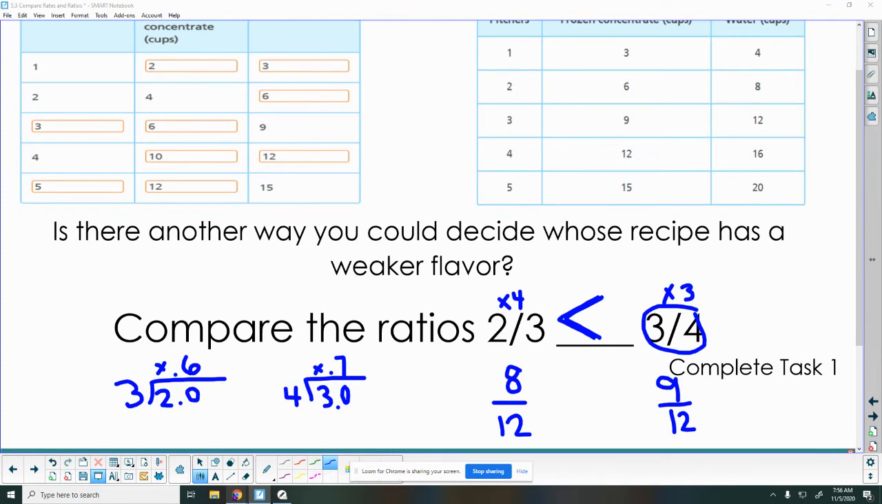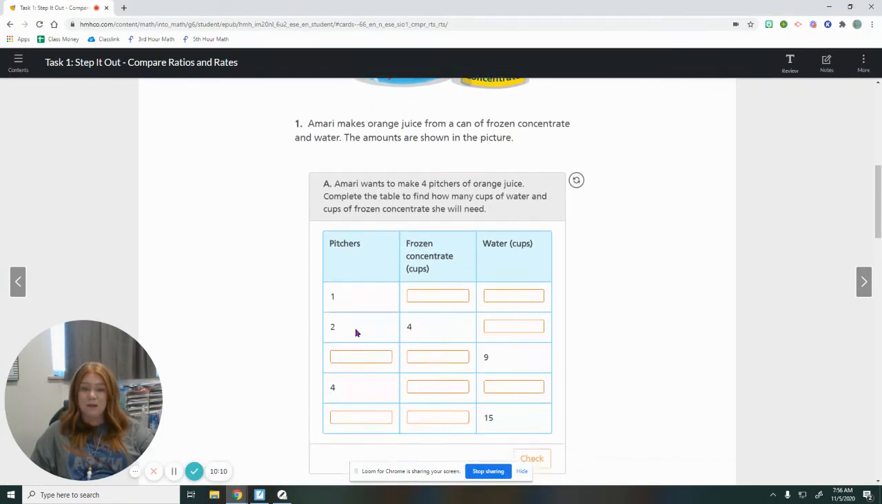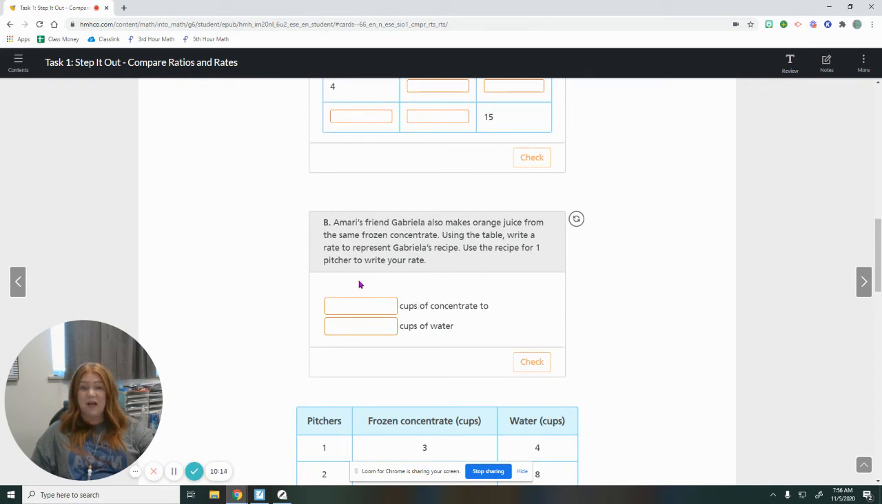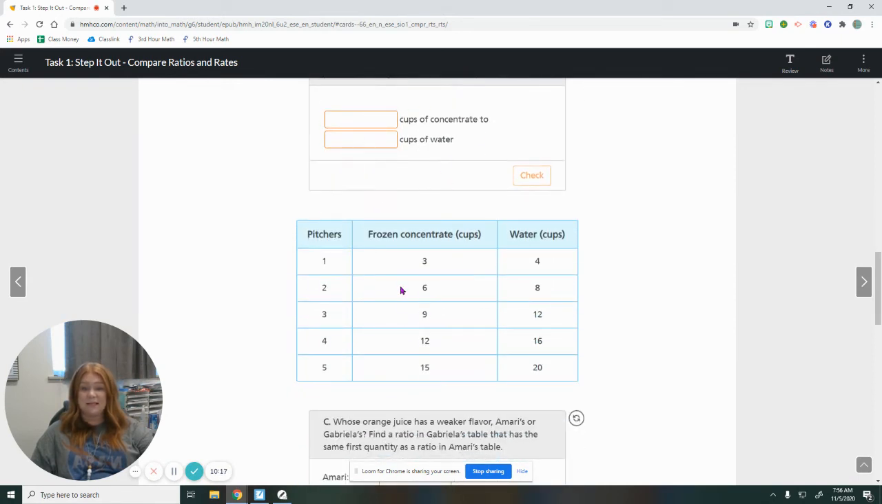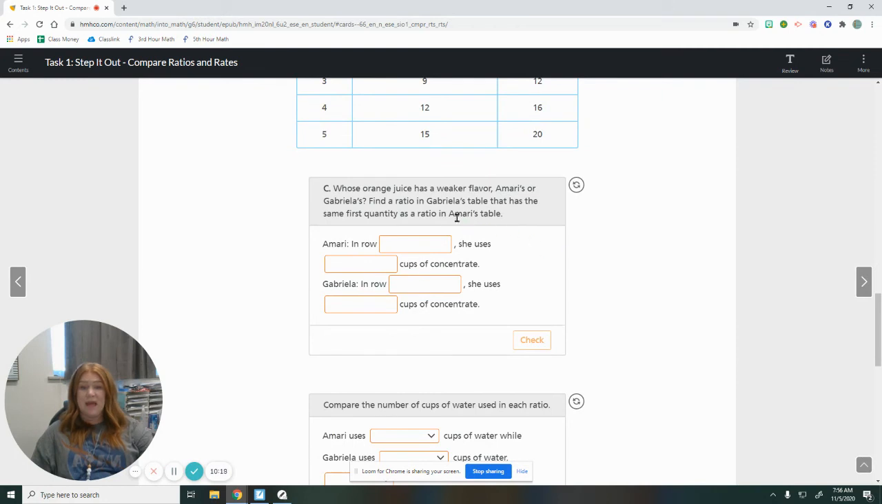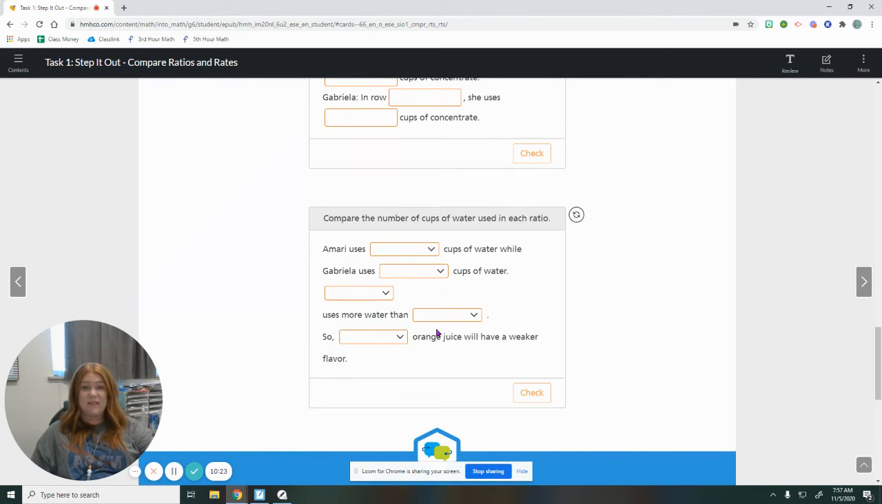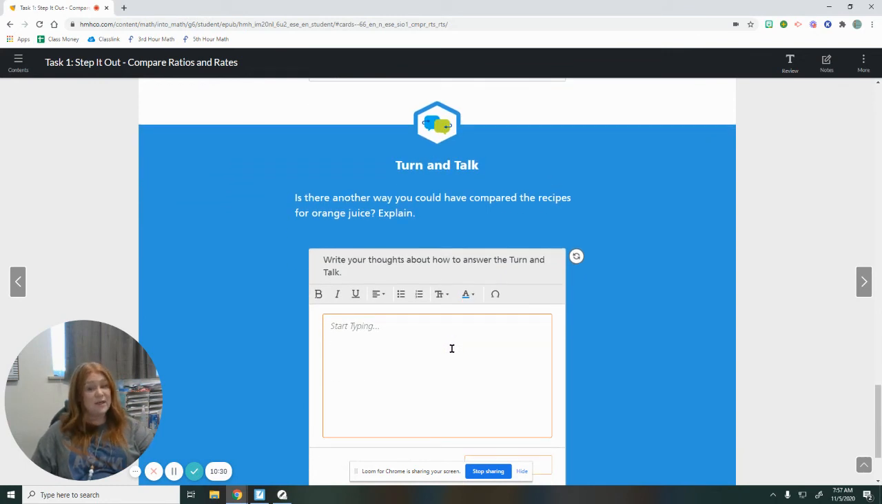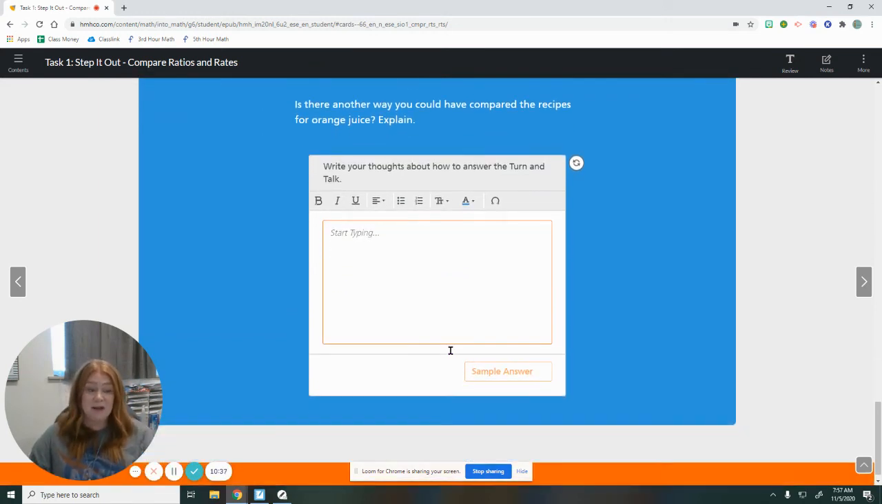So let's go ahead and complete task 1 here. You're going to fill out Amari's table and then tell me about Gabriella's orange juice. And then we're going to compare, like we did, find a place where they were the same, and then tell me who used more water. And then for the turn and talk, you're going to tell me a different way you could have compared their orange juice flavors. So go ahead and pause the video and then come back when you're ready to do task 2.